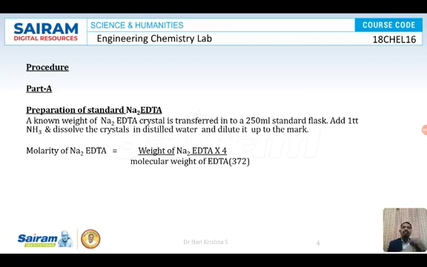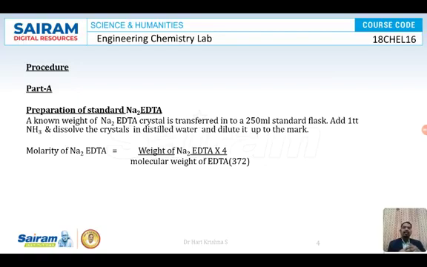First part is preparation of standard solution. Second part is estimation. Part 1, preparation of standard solution. What do you mean by standard solution? In none of our previous experiments have we discussed standard solution, right? We used to take all solutions in the burette. That is never referred to as standard solution.